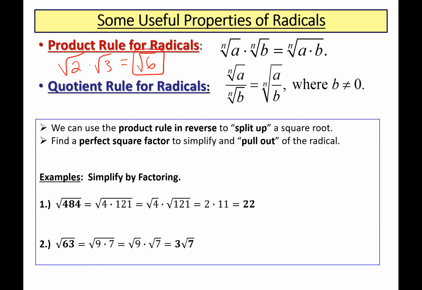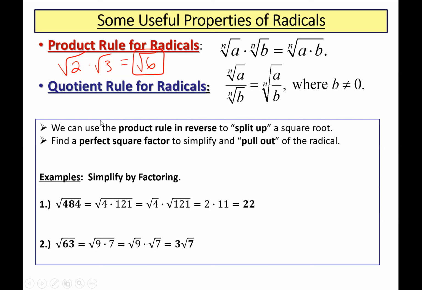Now the quotient rule is similar. The square root of A over the square root of B can be written as the square root of A over B. So these are examples where we can take two square roots and join them together using multiplication. We can also split them apart using multiplication. We can join square roots together using division. We can also split them apart using division. Okay, let's take a look at some examples below.